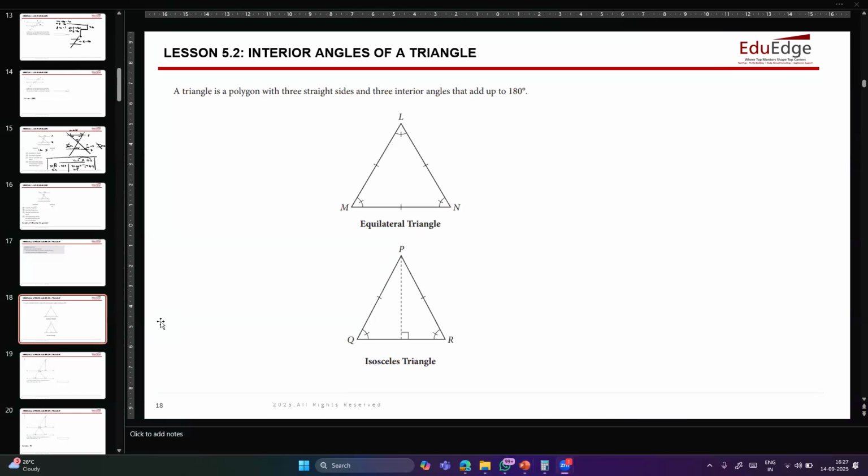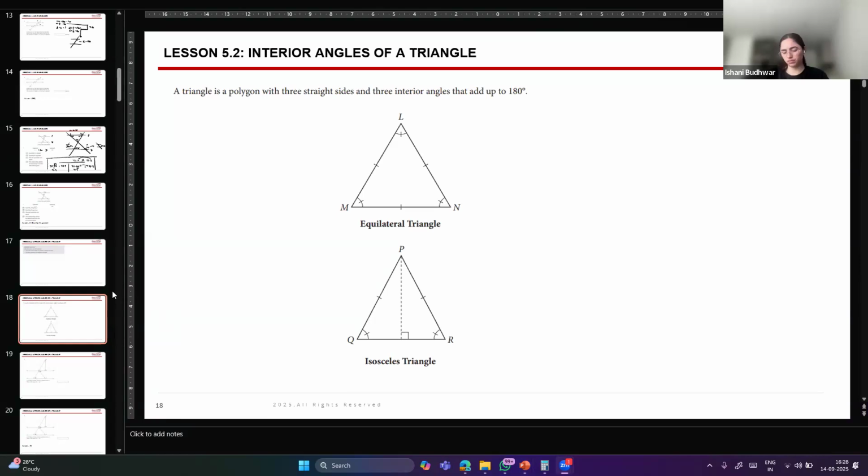So there are different kinds of triangles. One triangle in which all the sides are equal is called an equilateral triangle. This is an example of an equilateral triangle, the first figure, in which all the sides are equal.